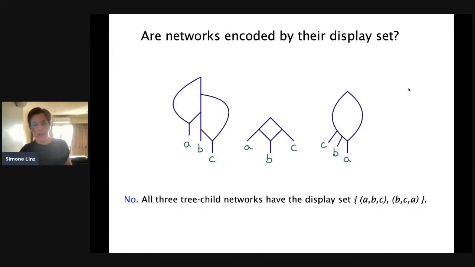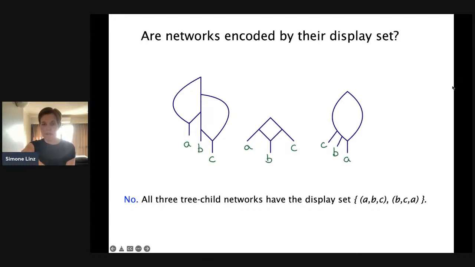And what I now want to shift to is encoding results for phylogenetic networks. So basically, I'll start with a display set question. So the question is, we're given a network and we're given the display set of that network. So remember, the display set are all the trees displayed by the network. And we want to know if the network is the only network that has this particular display set, in which case we say the network is encoded by the display set.